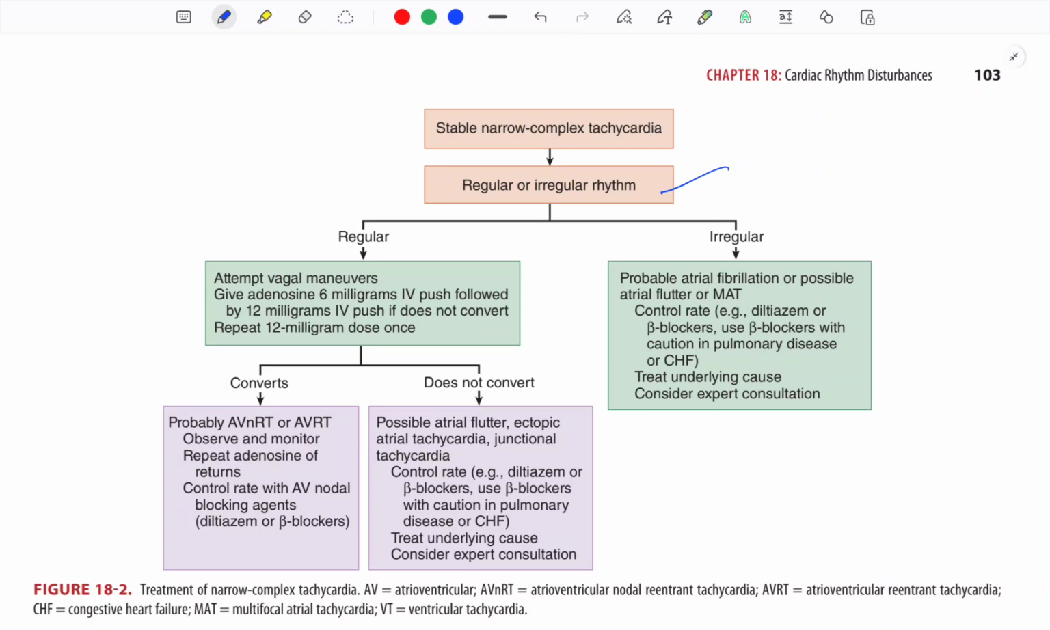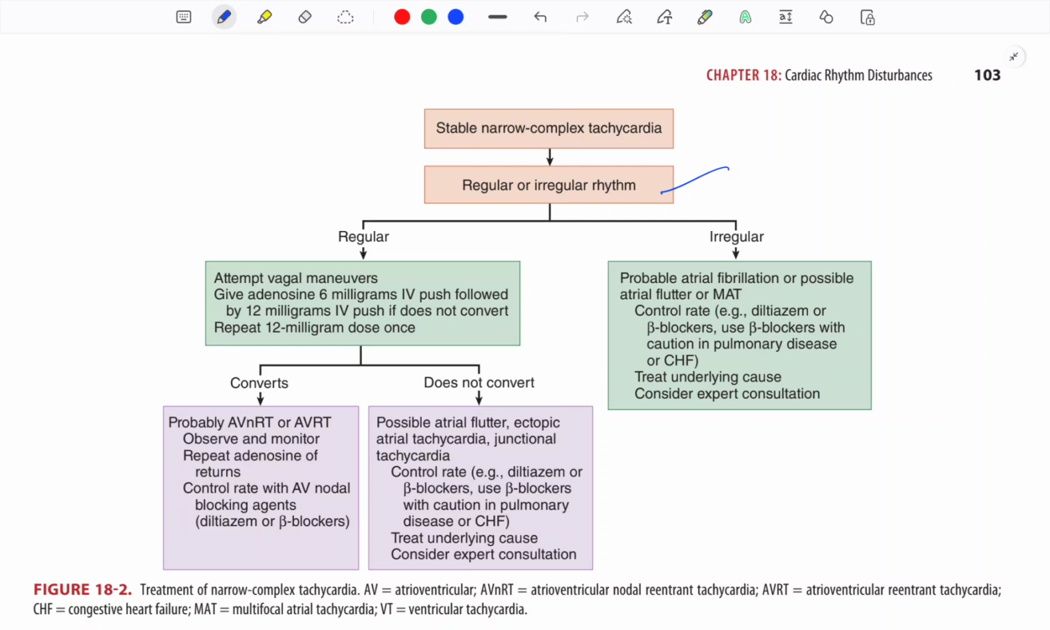In AVRT, P waves are after QRS and there are retrograde P waves. What is the difference between AVRT and AVNRT? In AVNRT, the N is there, AV nodal reentrant tachycardia. So the reentrant circuit is located inside the AV node completely. There is no accessory pathway. While in AVRT, there is some AV node involvement plus accessory pathways.